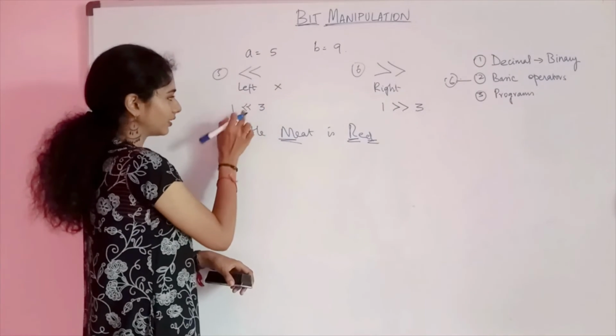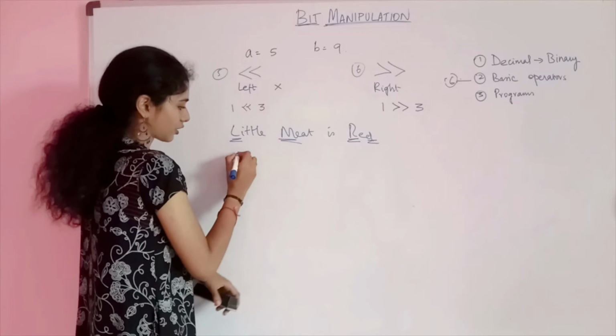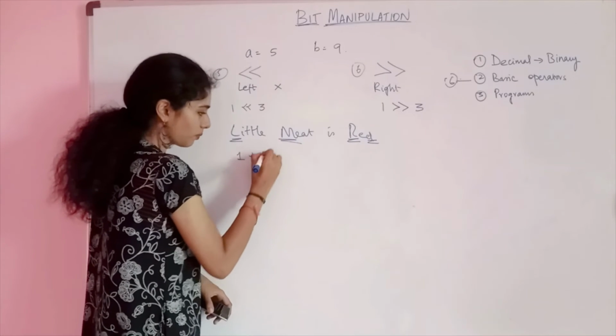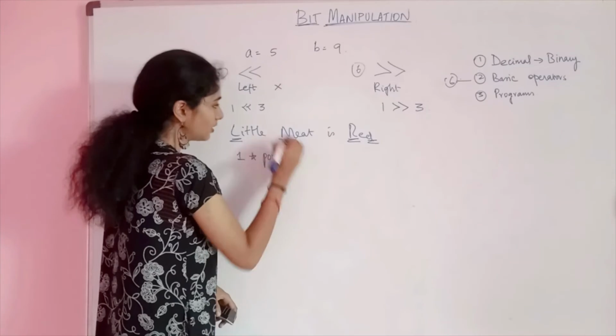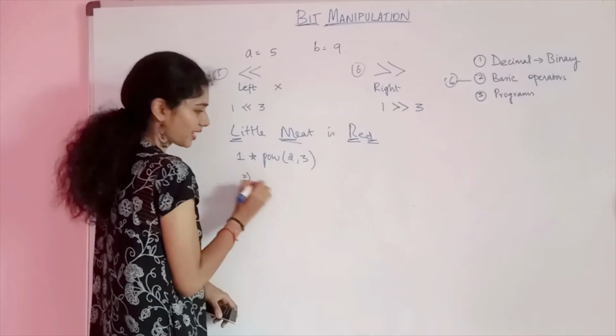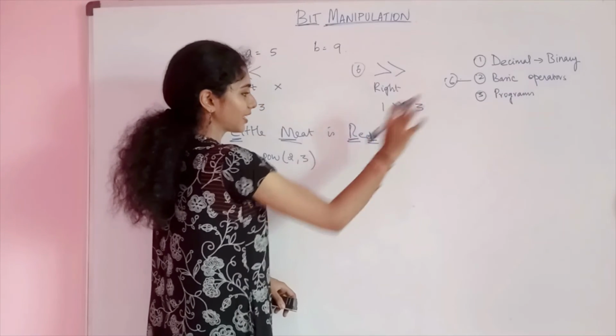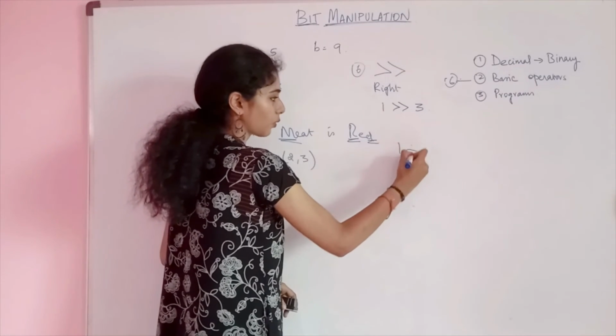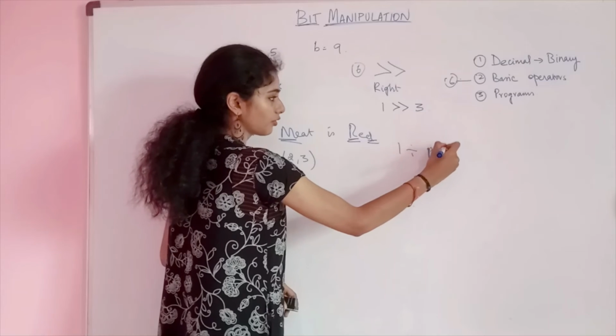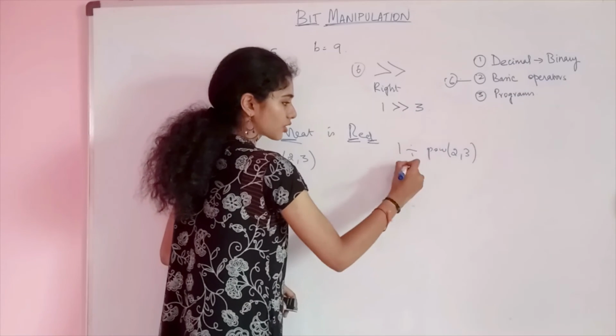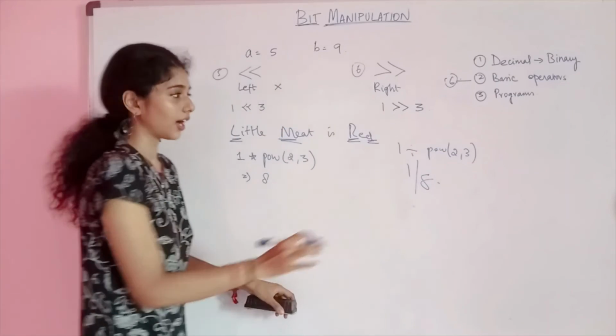So 1 left shift 3. The answer is going to be 1 into 2 power 3. So it is going to be 8. Alright. Similarly here, 1 right shift 3. Right shift, you are supposed to divide. 1 divided by 2 power 3. So it is 1 by 8 is going to be your answer.